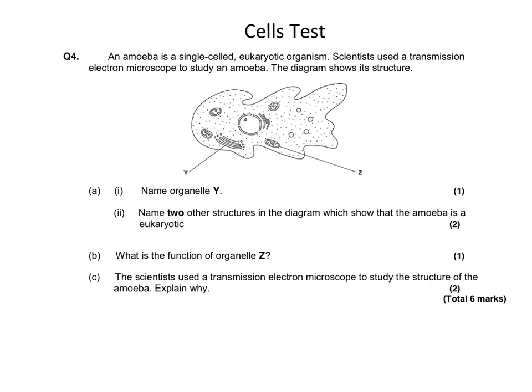On to question 4, and it talks about an amoeba, and it tells you that it's a eukaryotic organism, and they say that they use a TEM. Okay, so using a TEM to study the diagram. First question, really good, okay, in terms of their AO1. So name the organelle Y. Organelle Y is the Golgi, either the apparatus or the body.